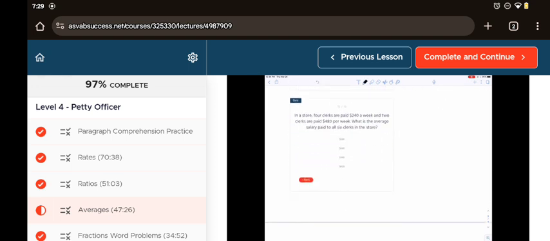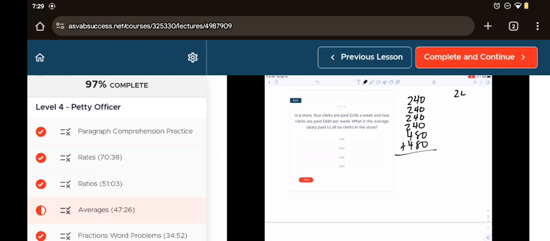It says, in a store, 4 clerks are paid $240 a week, and 2 clerks are paid $480 per week. What is the average salary paid to all 6 clerks? Remember when I told you about those speeds earlier? Here, we don't have an even number of people getting paid the same thing. So we have to do 240 4 times, and we have to do 480 2 times.